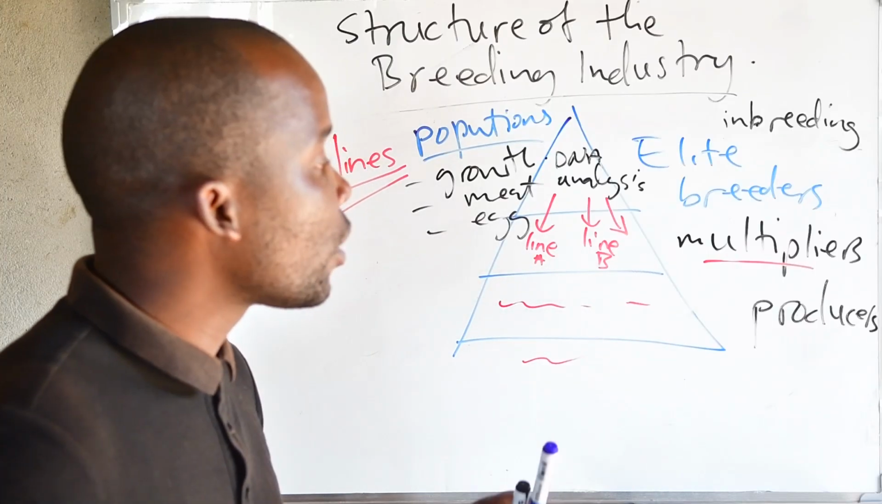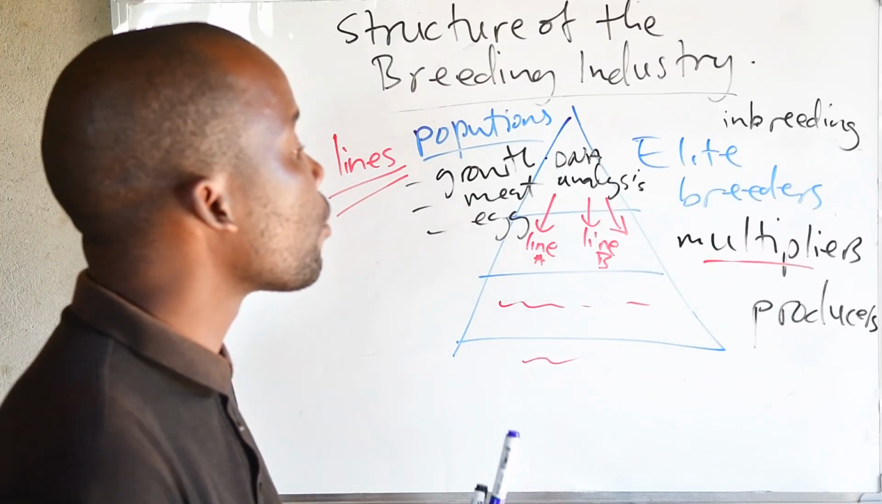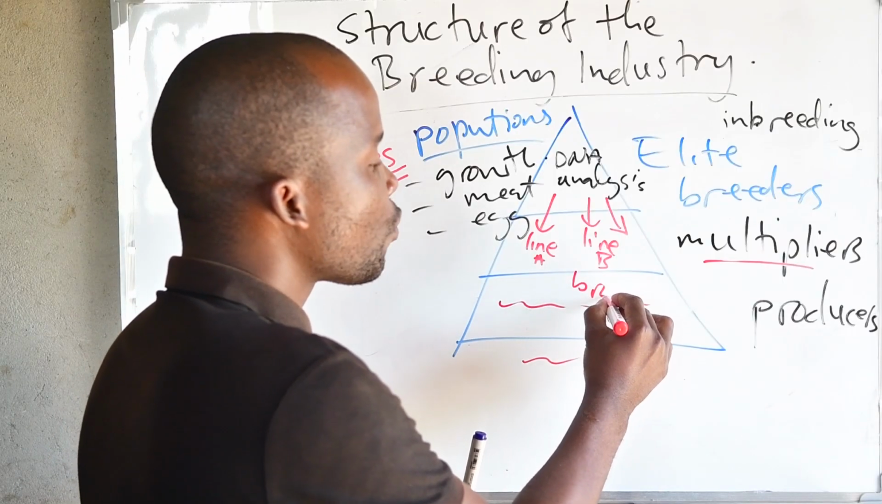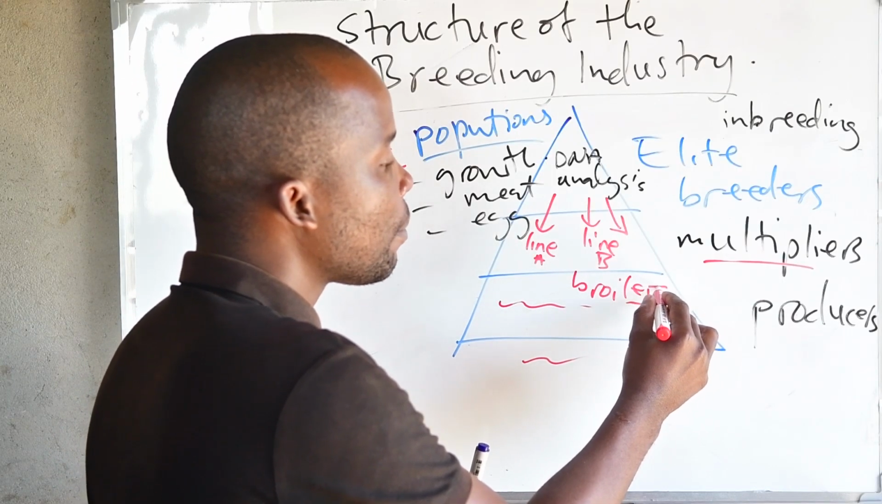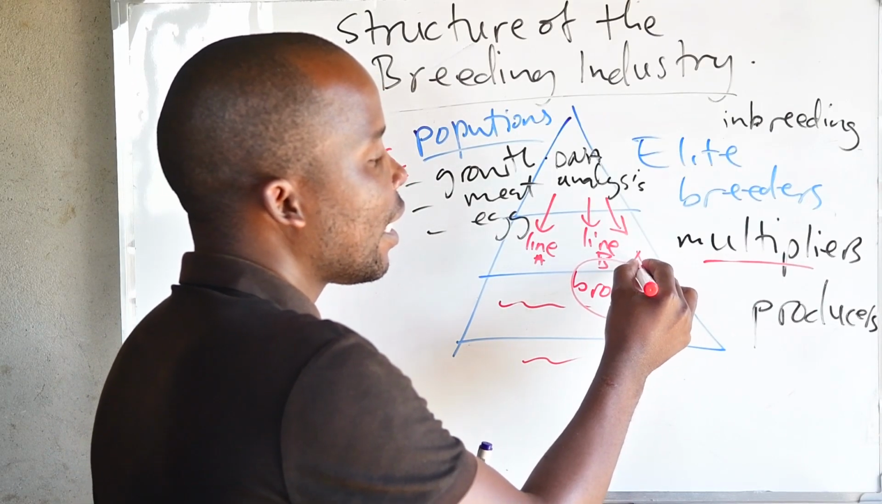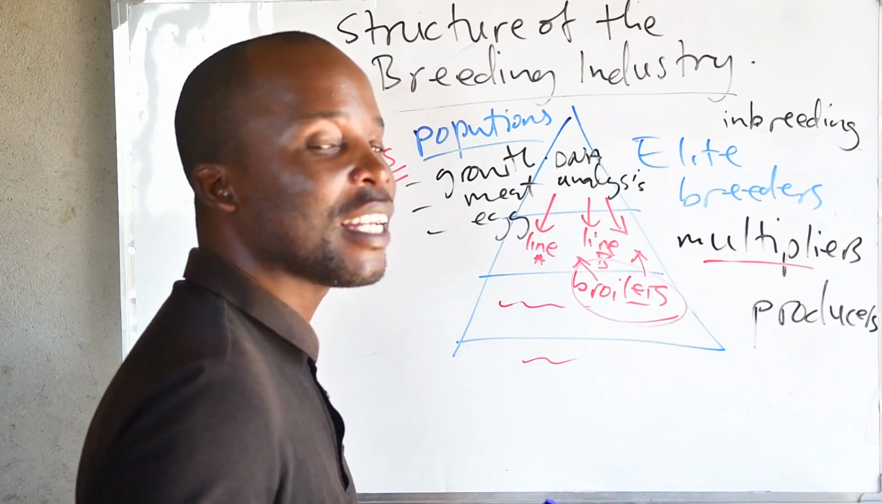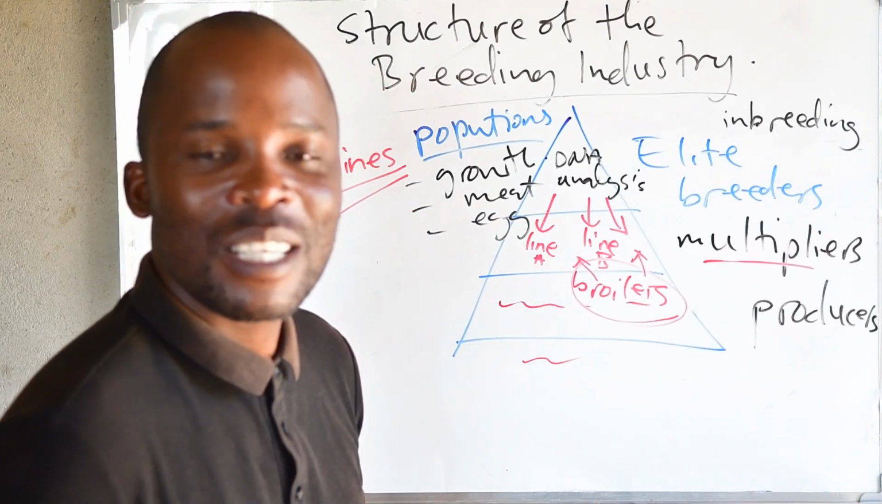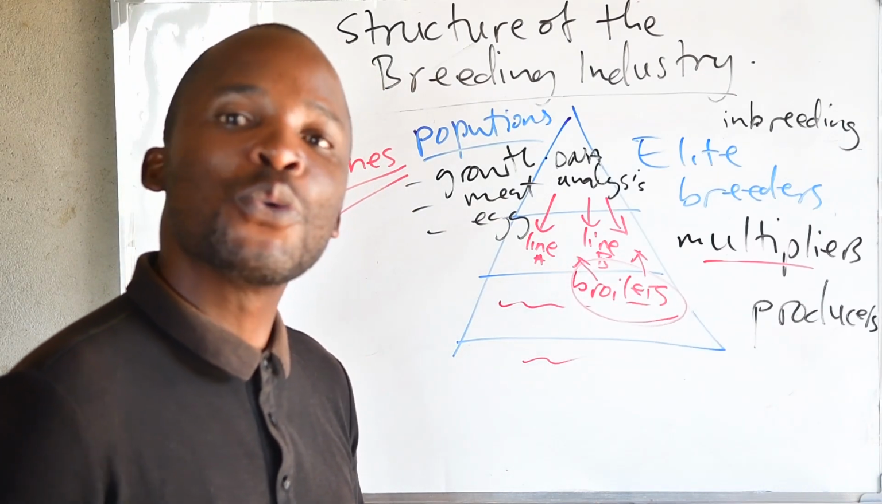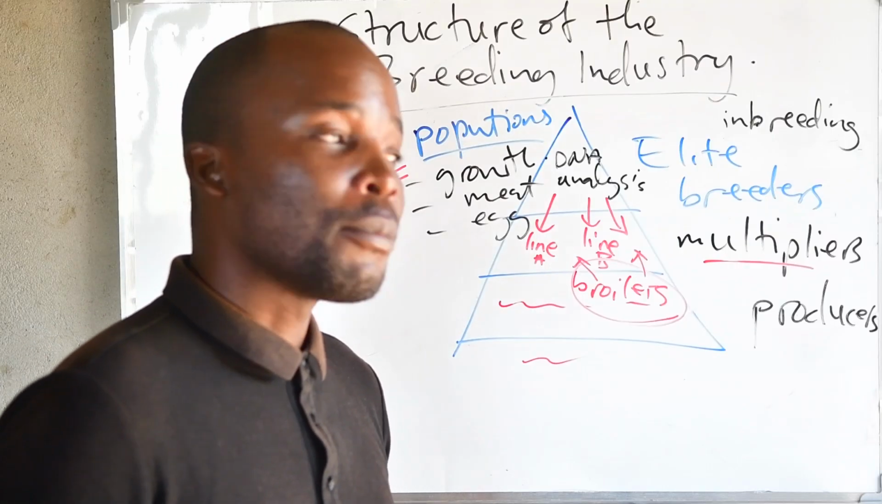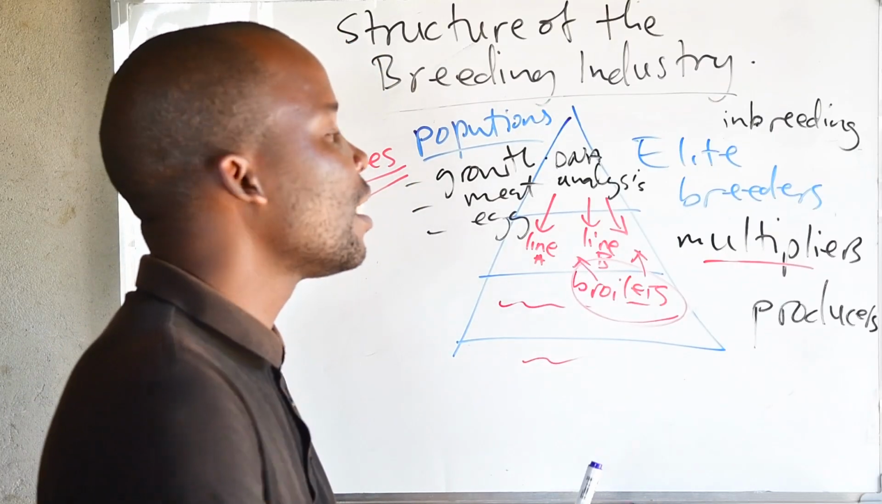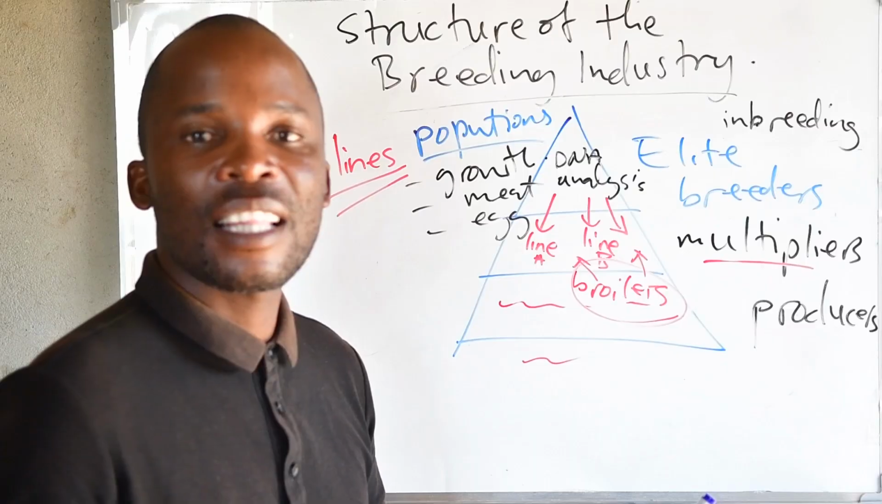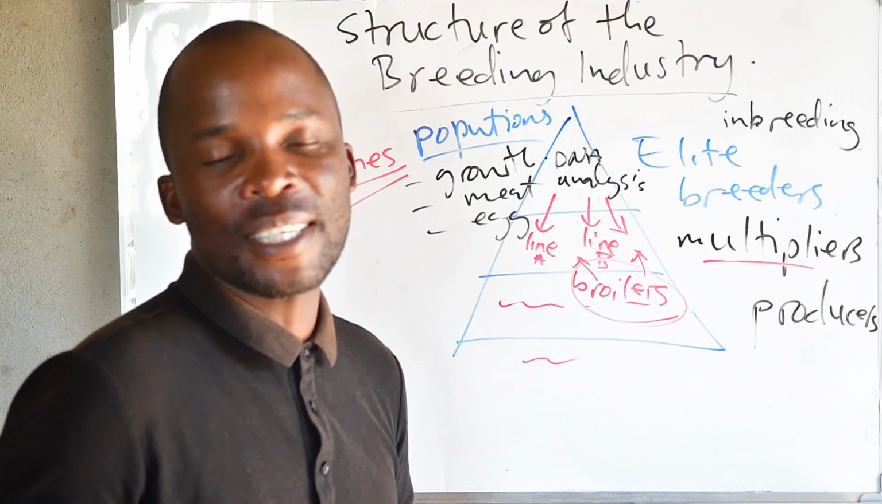For example, the broilers that we might get downstream here, maybe prepared by multipliers, are crossbreds themselves. They are not pure breeds. You will not get a pure breed broiler, because, as I said previously, they are a product of many lines that have been prepared by elite breeders.